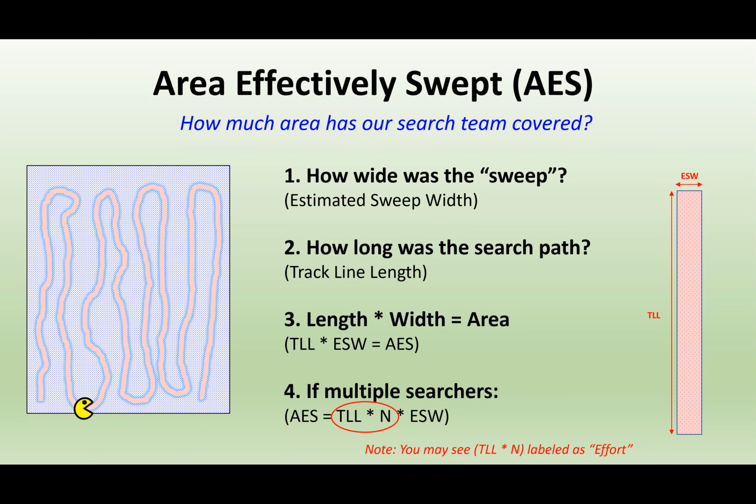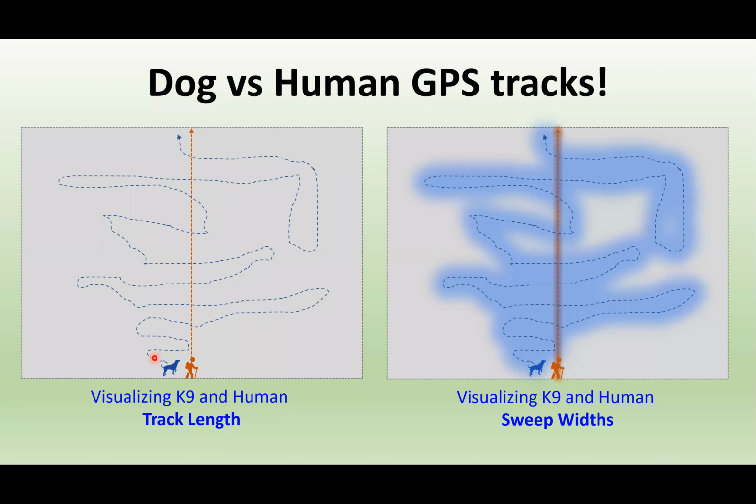So back to visualizing the canine and human track length. You can see that this is one of the reasons we process the canine track differently from the human track. Obviously, the track line length is going to be different. On the right here, we've stylized a representation of sweep width for the same search. No surprise again, the sweep width for the handler is relatively narrow, whereas the sweep width for the canine's path is relatively wide.